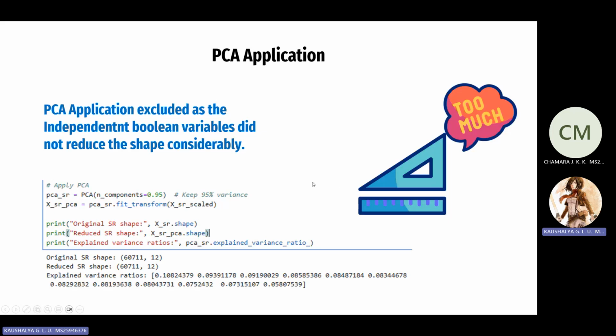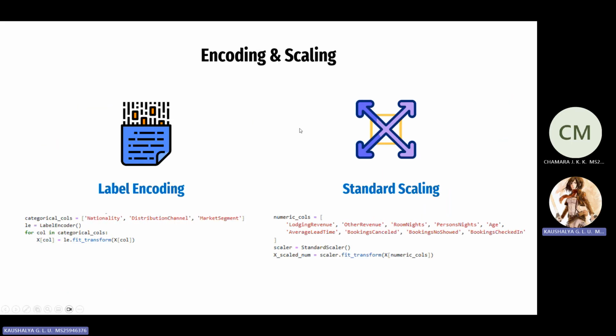Moving into dimension reduction, we applied principal component analysis. As we have 31 variables, there are 12 Boolean variables as well. Those are special requests for cribs, quiet places, bathtubs, and so on. We tried to keep 95% of the variance in the data and reduce the shape. But unfortunately, we couldn't reduce the shape from 12 and we had to exclude principal component analysis from our preprocessing step.